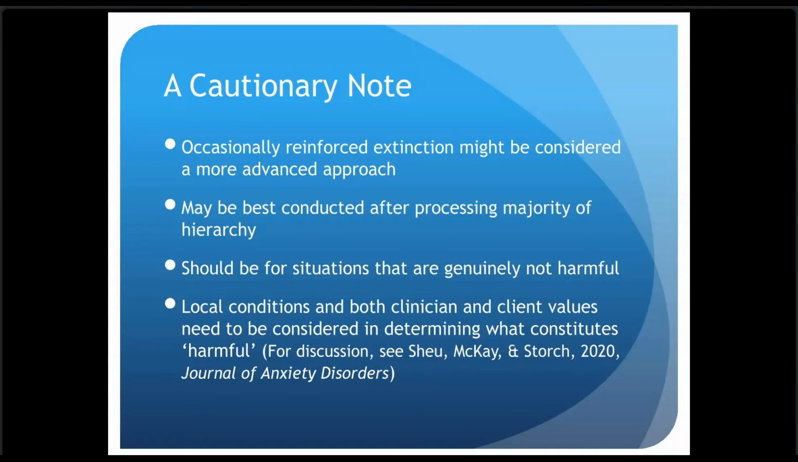In fact, I would argue that it's very likely that it will happen if it hasn't happened to you already. So it's one of these things that's a little bit more of an advanced approach. Whereas it may happen by chance, you can also plan for it a little bit. So these things can happen deliberately. You may do this after processing the majority of the hierarchy. So let's say in the course of treatment, if it never happens, then you may plan for it, because again, you want to consolidate the new learning. You should choose this for things that are genuinely not harmful. I'm going to illustrate that later, but it's an important one to note.